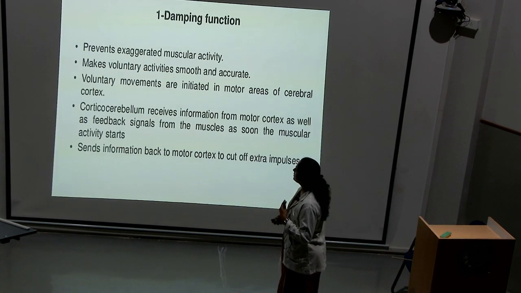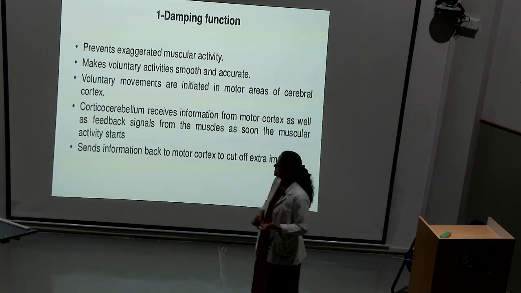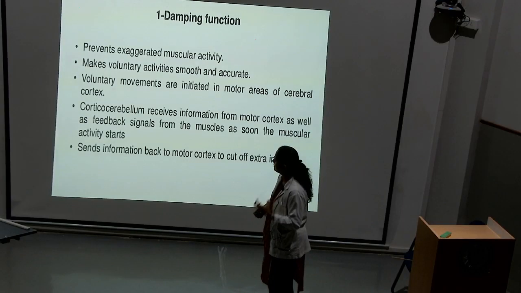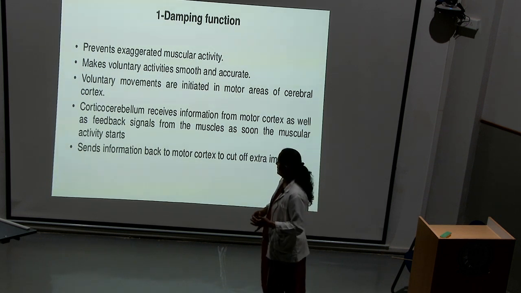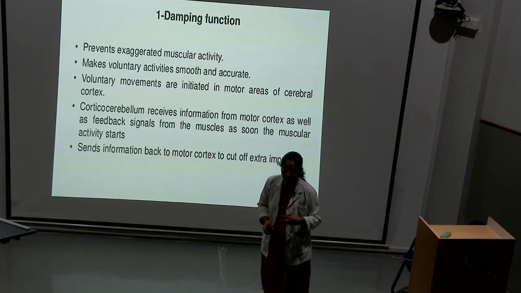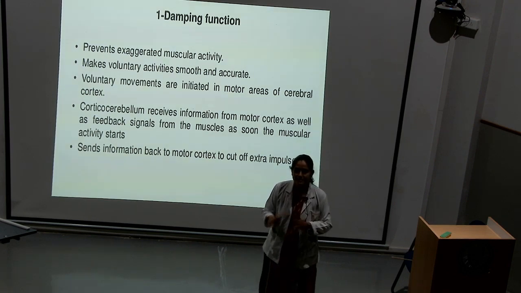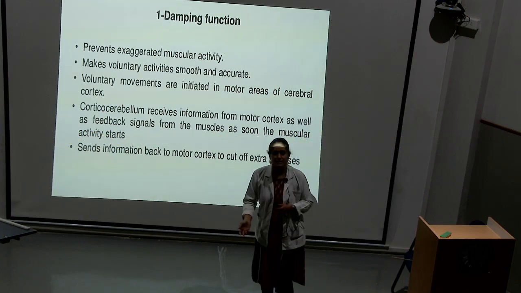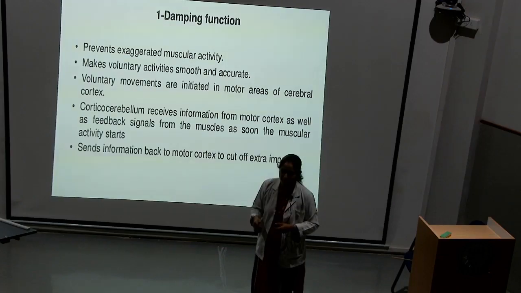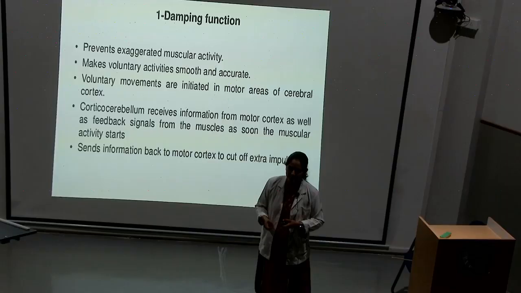So, what is this damping function? The damping function prevents exaggerated muscular activities. It makes these activities smooth and accurate. They are initiated in the cerebellar cortex. After receiving the information from the cortex, it also receives the information from the periphery and it sees if there is an error in that, and then that error gets cancelled because of appropriate impulses sent from the cerebellum, and the smoothing of the function is done. So, the cerebellum sends information back to the motor cortex to cut off those extra impulses.